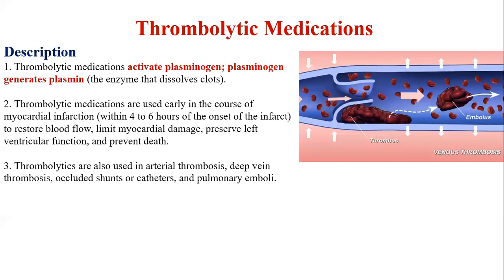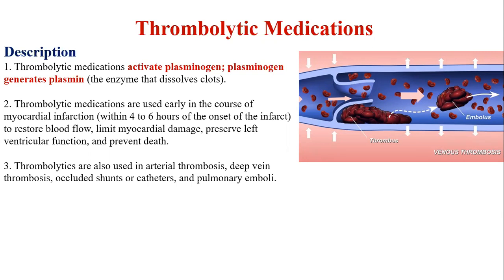And here, thrombolytic medication. This medication activates plasminogen, so plasminogen generates plasmin. Thrombolytic medications are used early in the course of myocardial infarction to restore blood flow, limit myocardial damage, and prevent left ventricular dysfunction that could lead to the patient's death.